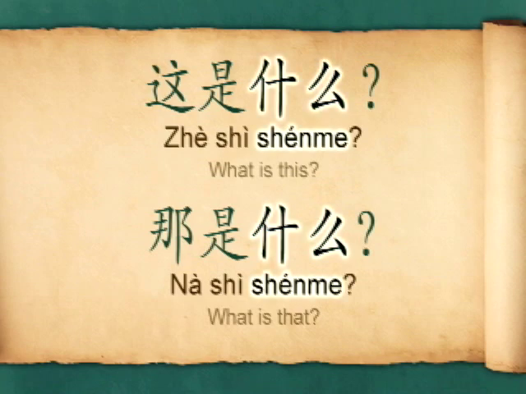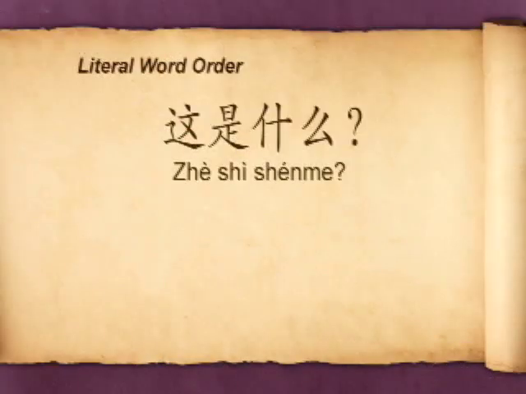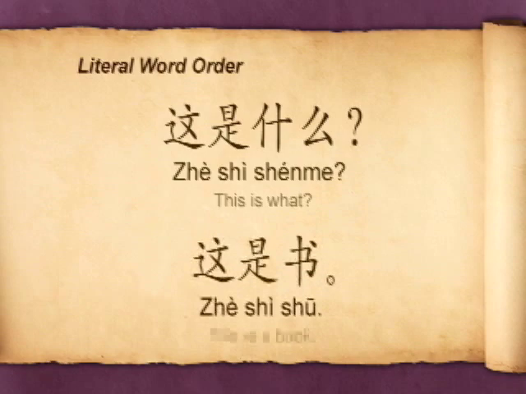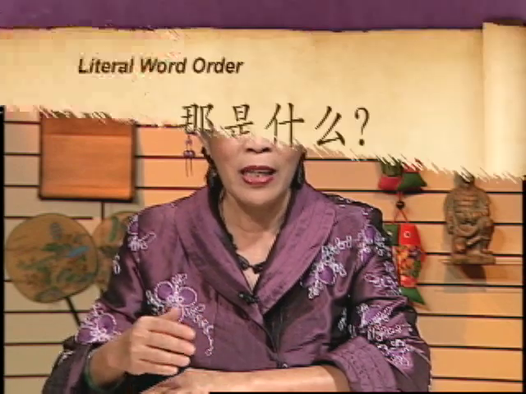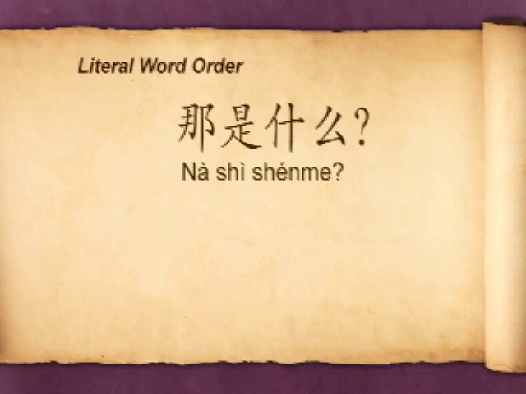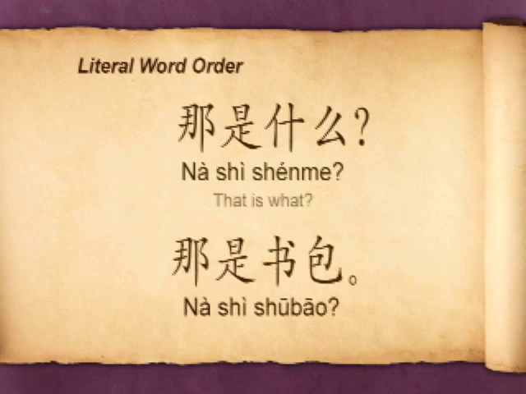Where is the question word in the sentence structure? Yes, it's at the end. To respond with an answer, what happens to the question word? 好极了. The question word is replaced by the answer. The first question and the answer in the literal word order was 这是什么? This is what? 这是书. This is a book. The second question and answer followed the same pattern. 那是什么? That is what? 那是书包. That is a school bag.